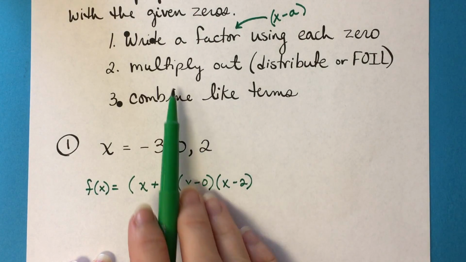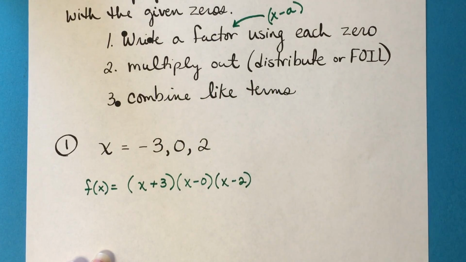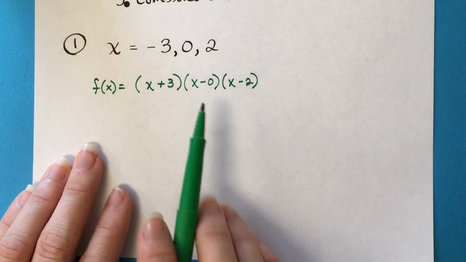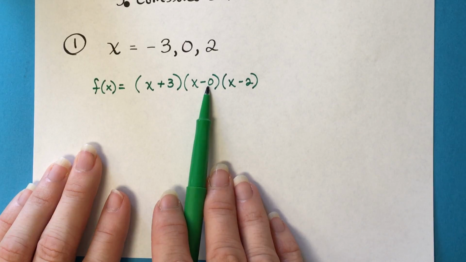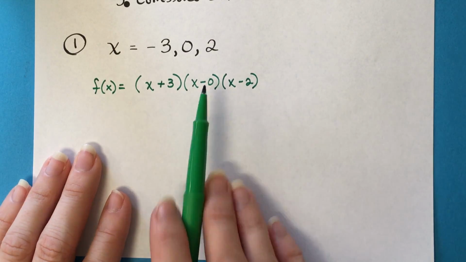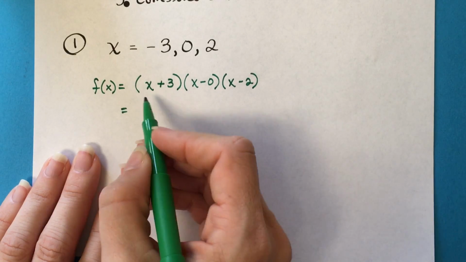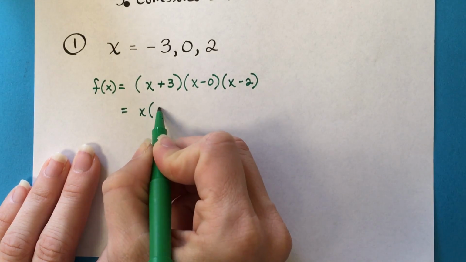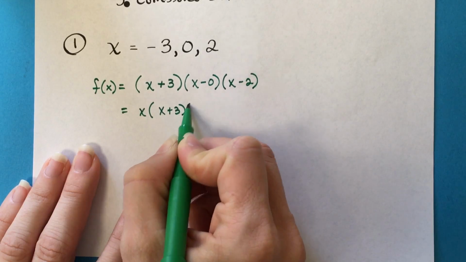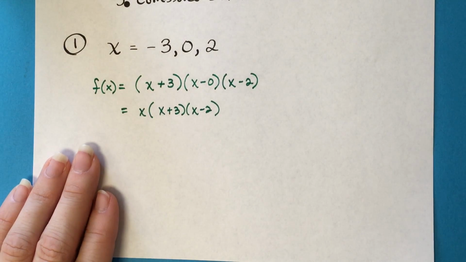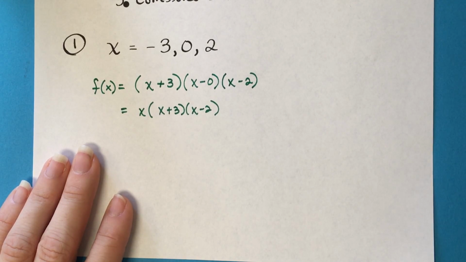Step 2 is to multiply it out. Now, what I would suggest you do before we start multiplying this out, since this happens to be a 0, sometimes you have a 0, sometimes you don't. X minus 0 is just x. So I'm just going to write it by itself and put it out front here, okay? You could have left it in between or at the end, but I'm going to put it out front.